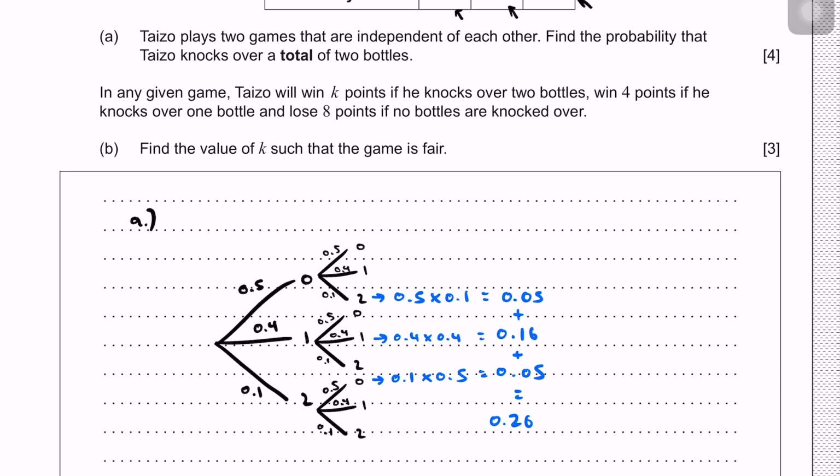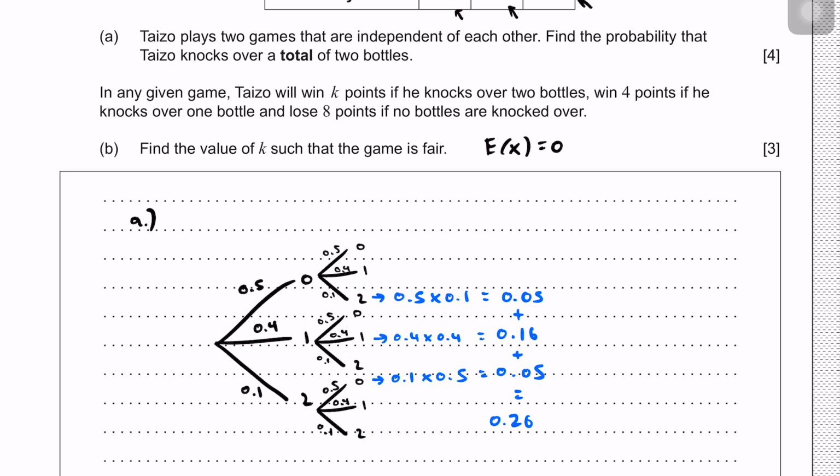In any given game, Taizo will win K points if he knocks over 2 bottles, win 4 points if he knocks over 1 bottle, and lose 8 points if no bottles are knocked over. Part B asks us to find the value of K such that the game is fair. So if a game is fair, we have expected return equal to 0. Another way we could say that is winnings balance out losses.